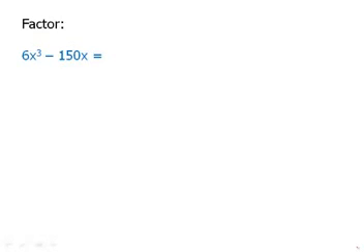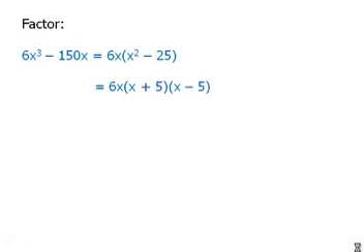Well, notice, first of all, we can use our old trick of factoring out a greatest common factor. And of course, the greatest common factor, both coefficients are divisible by 6, and we can factor out an x as well. So we factor out a 6x, and we get x squared minus 25. Well, and of course, now that's a difference of 2 squares. So it factors to this, and this is the fully factored form.